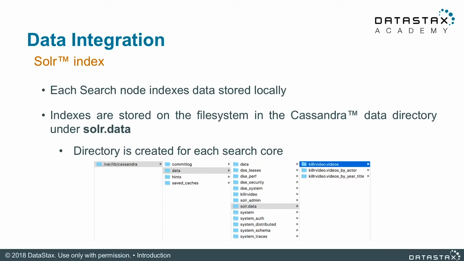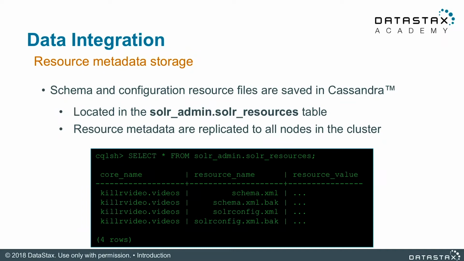Indexes are stored on the file system in the Cassandra data directory under solr.data by default and can be configured to be placed in other locations. Your search index configuration consists of a schema and configuration resource files. These files are also saved in Cassandra tables. They're located in the solr_admin key space in the solr_resources table. Why this matters is because this resource metadata is also replicated to other nodes in your DSE cluster, meaning any alterations or changes only have to be applied to one node.